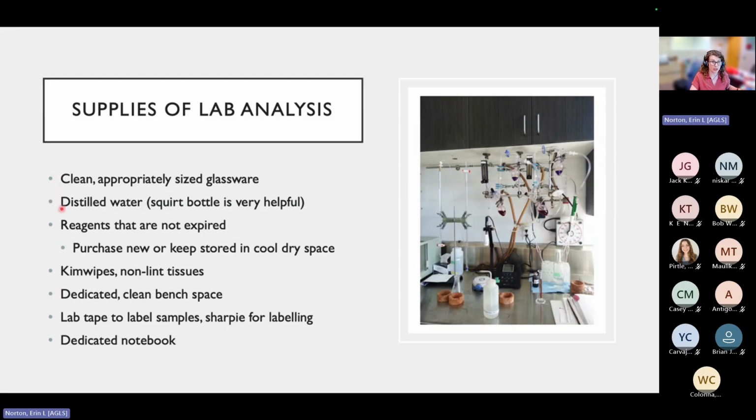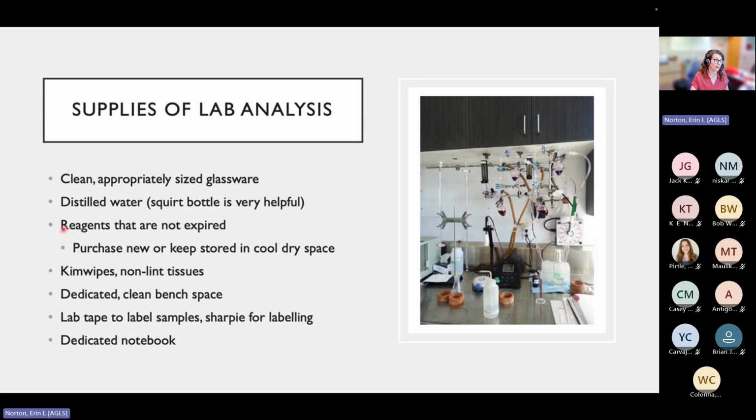Make sure you have a source of distilled water. Buying from the store is totally fine, a gallon jug from the store. I highly recommend getting a squirt bottle. It just makes some of the things that you need to do with deionized water a lot easier. Distilled and deionized are both appropriate.